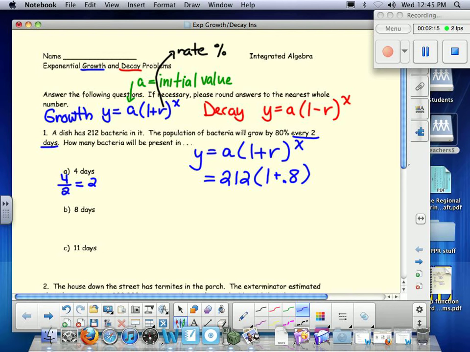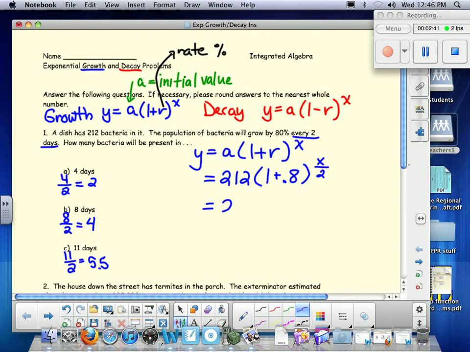In 8 days, how many cycles have happened? 4, because you did 8 divided by 2. In 11 days, how many cycles have happened? 5.5, because you divided by 2. So our x is going to be whatever it is divided by 2. A little funky there for our exponent, but it'll be okay.